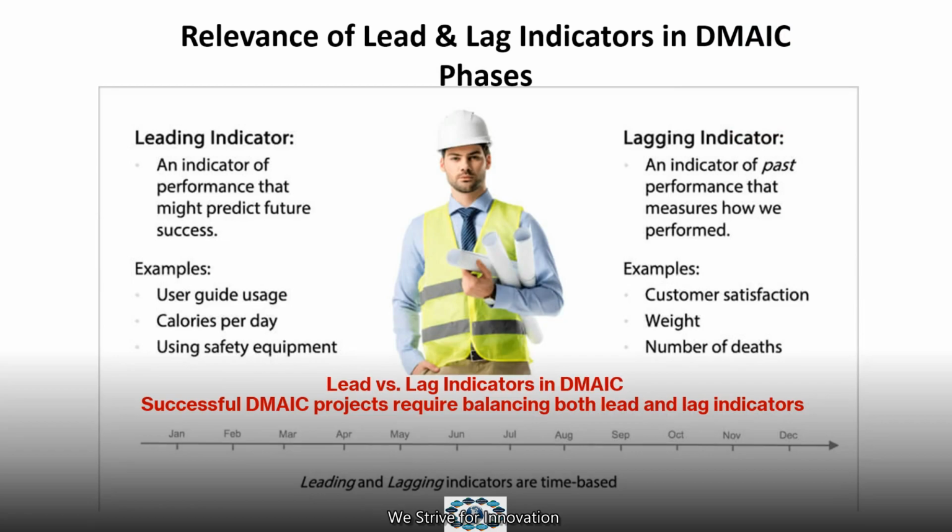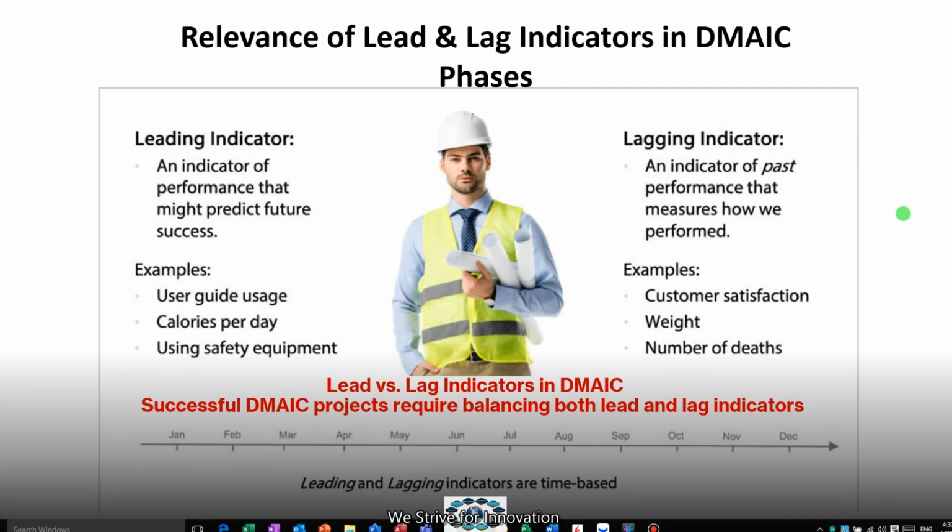So here we can see from that image, the leading indicator is an indicator of performance that might predict future success, and the lagging indicator is an indicator of past performance that measures how we performed. Those are some examples of that. So now we'll dive into each phase of the DMAIC and where those business, performance, and financial measures will be applied.